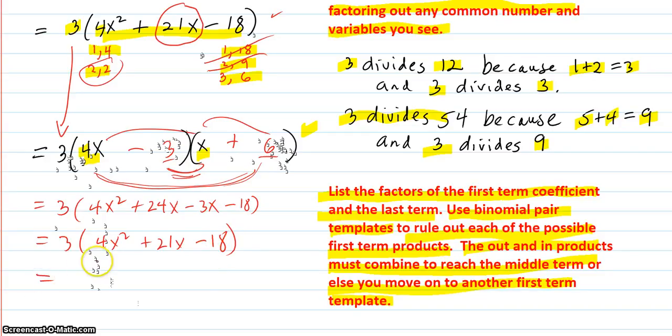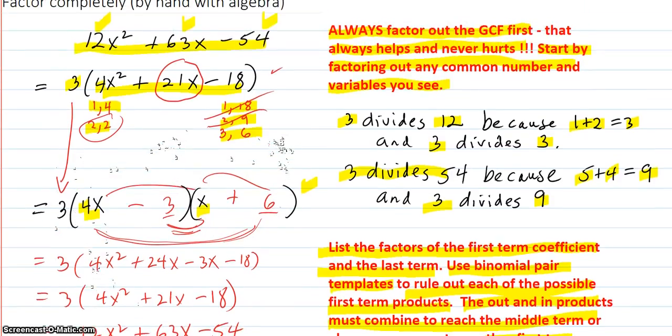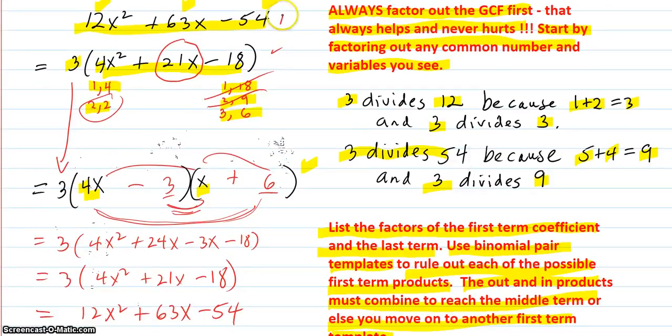Then multiply the 3 back in: 12x squared plus 63x minus 54. And does that check out with the original? Yes, it does. But of course the answer is this. This is the answer to the factoring problem. This is just a check.